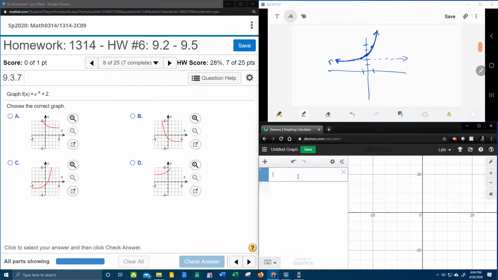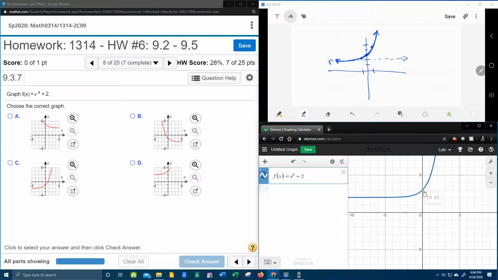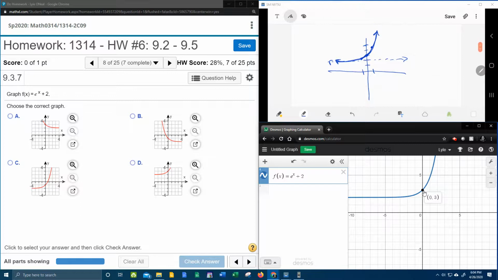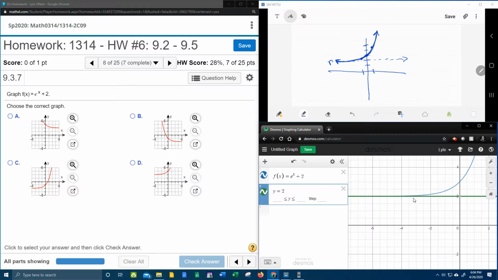Let's go to Desmos and prove that. f of x equals e to the x plus 2. And if we zoom in, you can see that there's our y-intercept, 0 and 3, and that verifies this ordered pair that we got here. And if I put the asymptote in there, y equals 2, look at that. You can see the graph getting closer and closer and closer, but never touching. And so that verifies our horizontal asymptote.